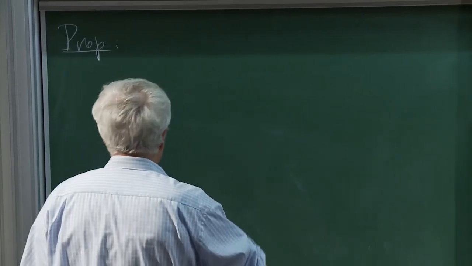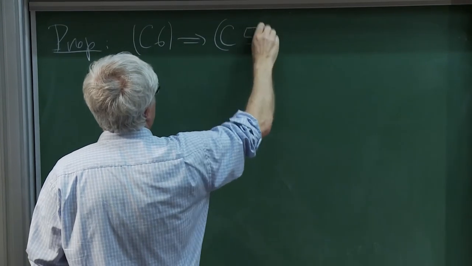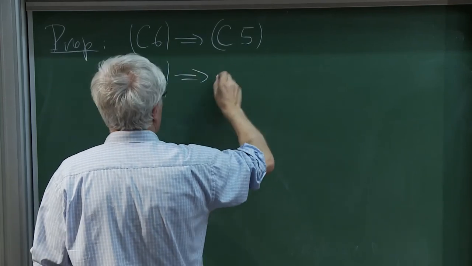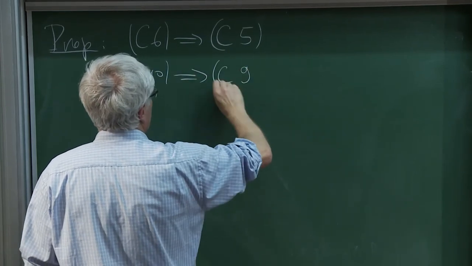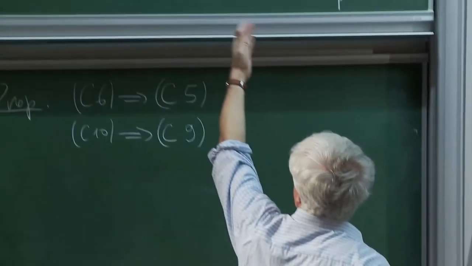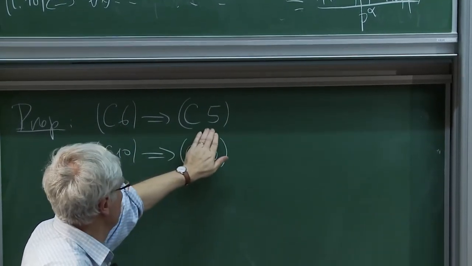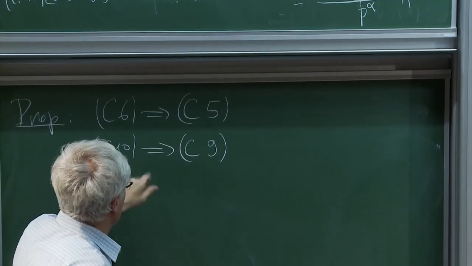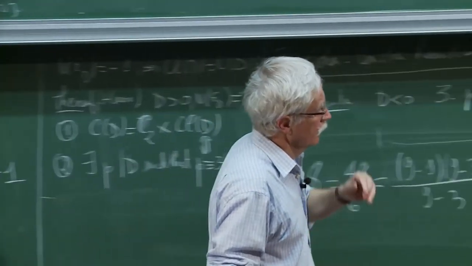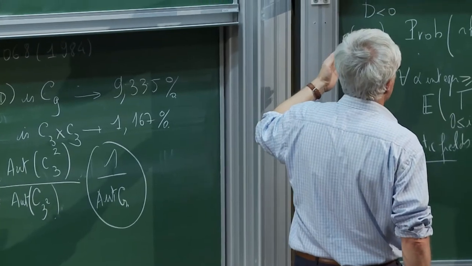Proposition is that C6 implies C5. And C10 implies C9. It means it is so. And I have this version of C6. So as soon as you are able to compute all the moments, you know the probability. Here also. It's not surprising, but it's not evident, I would say.